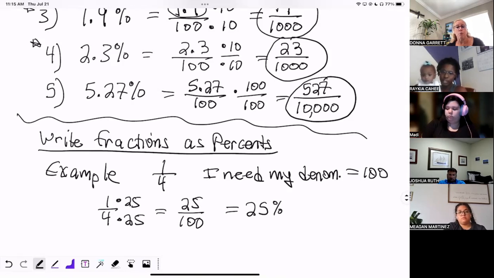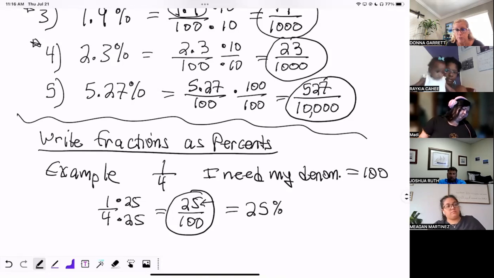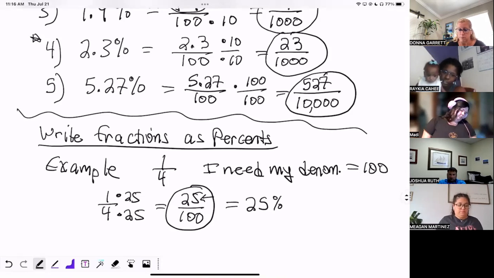So to make a percent, you need 100 in your denominator. You do what you need to do to get 100 in your denominator, and whatever you do to the denominator, you do to the numerator. And once you get it over 100, you know the percent is 25%. The percent is always the number in the numerator once you get 100 in the denominator. Whatever that number is in my numerator, that's my percent.